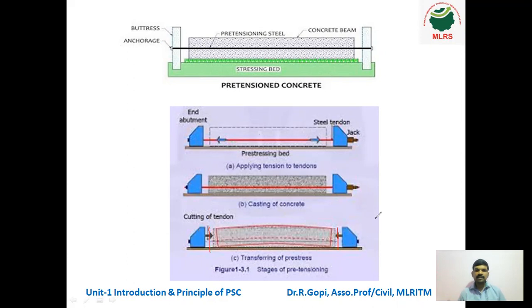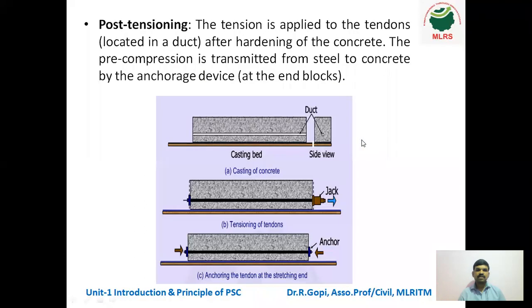Due to that tension force, if rods are cut, the tension force is converted to compression force. Why is compression acting? Because the steel rods are bound to regain their original shape, like our rubber band. This is called transferring of pre-stress. These are the stages of pre-tensioning. This diagram is very, very important. Next, come to post tensioning.